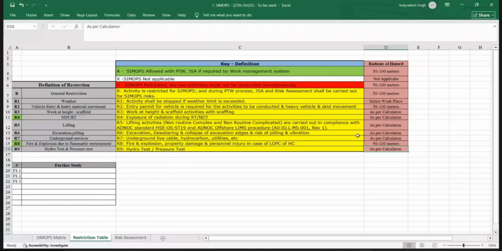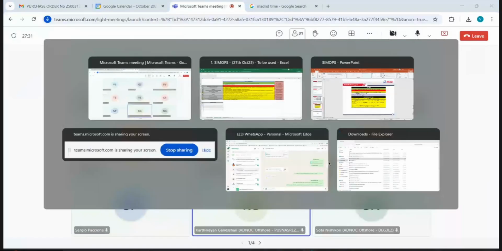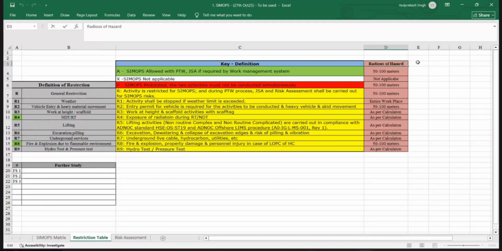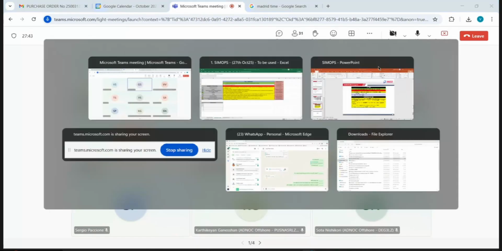Guys, the radius hazard, you have to change our terminology to impact counter. Impact counter, yes, here. Okay, very good. So guys, this is what I want your help with, impact counter. Okay, guys. Thank you, dear.